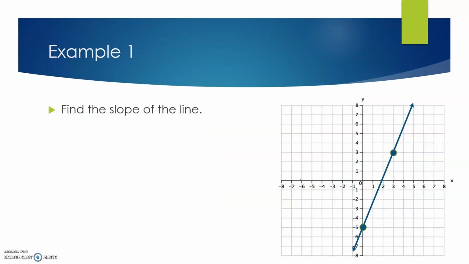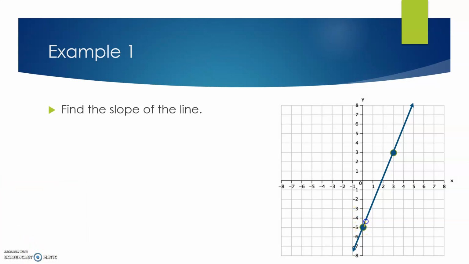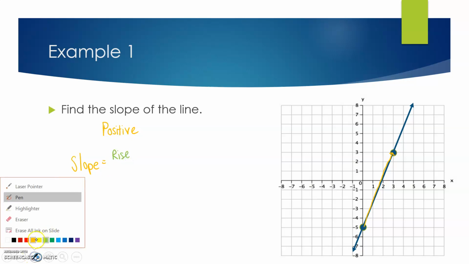So find the slope of a line. And the first thing I'm going to do is look and say, is it positive or is it negative? Well, thinking about reading from left to right, I'm always going to start at the left point. Starting at the left point, what's happening? I'm driving uphill. So that means it's going to be a positive slope. And this is just a note for me to remember later on that this is positive. So slope is rise over run.